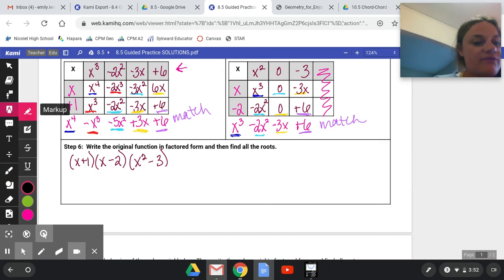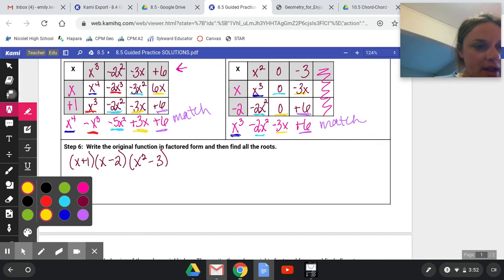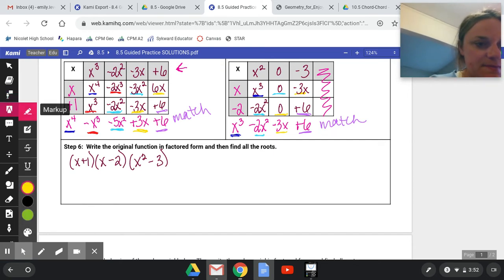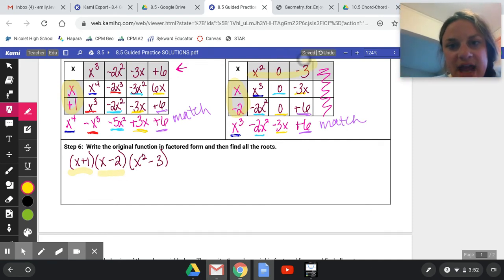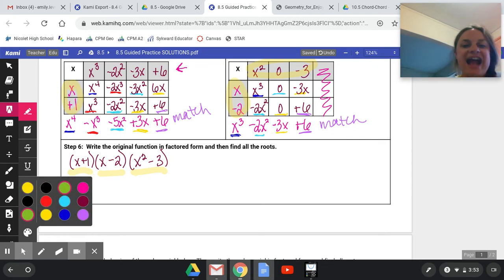So this first factor that you've got, this x plus 1, that's where I got this. Then I had x minus 2. Those are, again, from step 2 in graphing. I've got that here. And then this x squared minus 3, that's what I've got right here. Okay, so I'm breaking this equation down as much as possible. Now, I need to find all of the roots, okay?